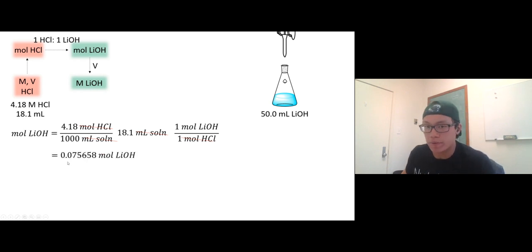Don't write them off yet. Keep it there. Okay, so now we have the moles. All right. Next one, molarity of lithium hydroxide.